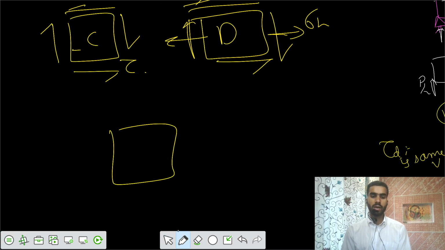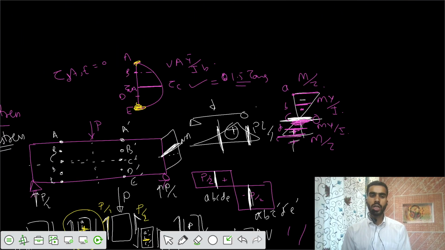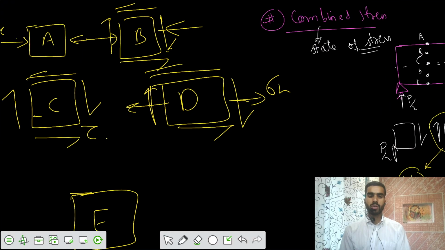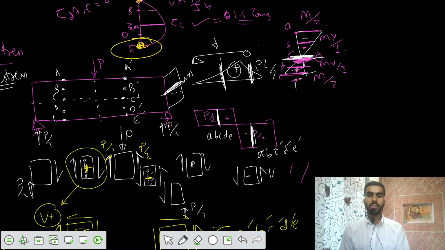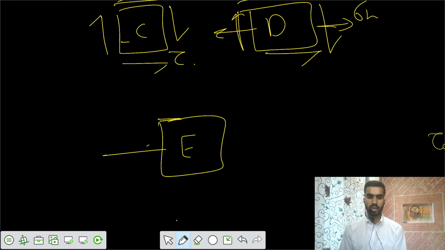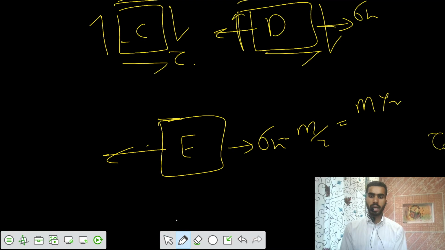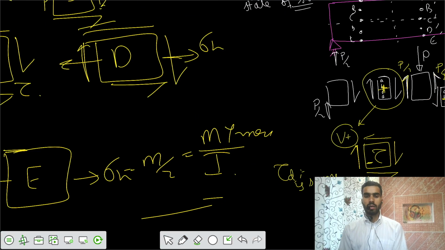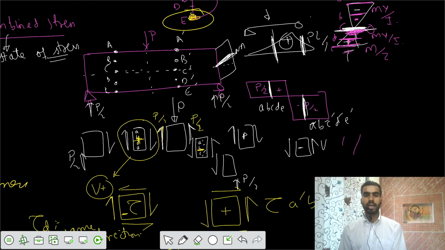For the point E, I would say it's on the bottom. On the bottom we have shear stress 0, but it's below the neutral axis, so we have the maximum tensile stress of M by Z. There is some tensile stress of M by Z, that is my M max by I. So this is for those elements on the left side of that load P.